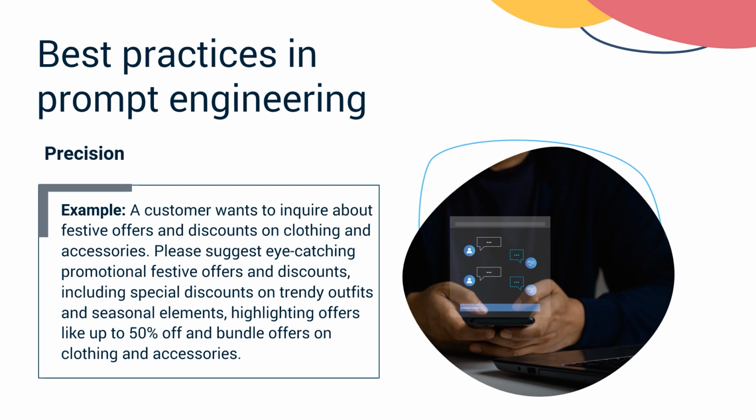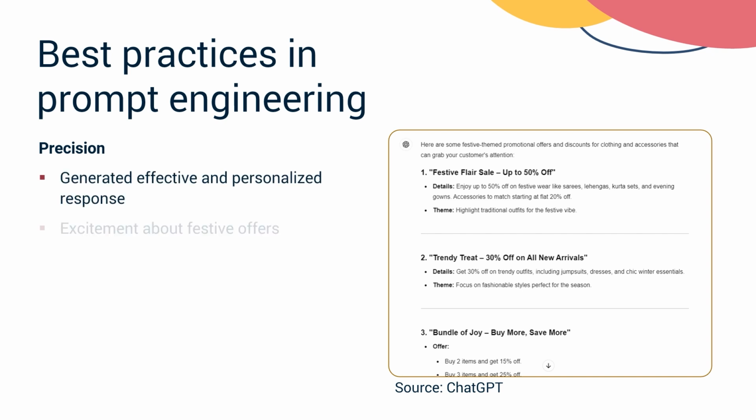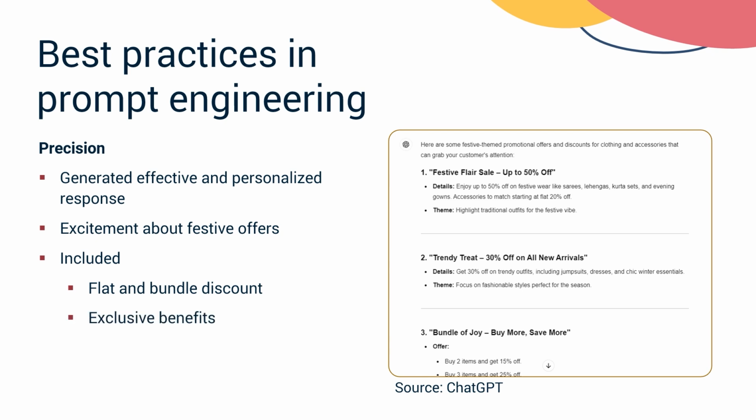Highlighting offers like up to 50% off and bundle offers on clothing and accessories. The generative AI tool has generated an effective and personalized response that showcases excitement about the festive offers, making the customer shopping experience delightful. The offers include flat discounts, bundle deals, exclusive benefits, and loyalty rewards for shopping in store or online. This response clearly explains the customer's specific requirements in the particular segment.